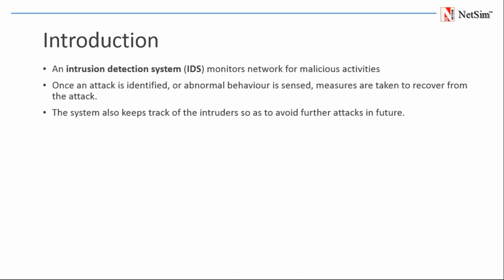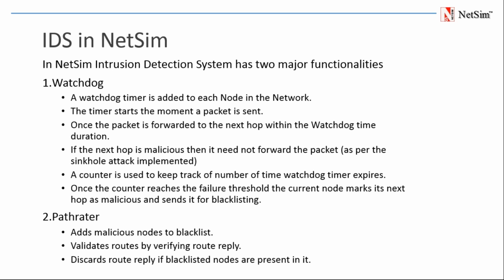So an intrusion detection system monitors the network for malicious activities, and once abnormal behavior is sensed, it takes preventive measures to recover from the attacks, and it keeps track of the network in future also to avoid such incidents. Now for implementing it, we have two major functionalities. One is watchdog and second is path rater.